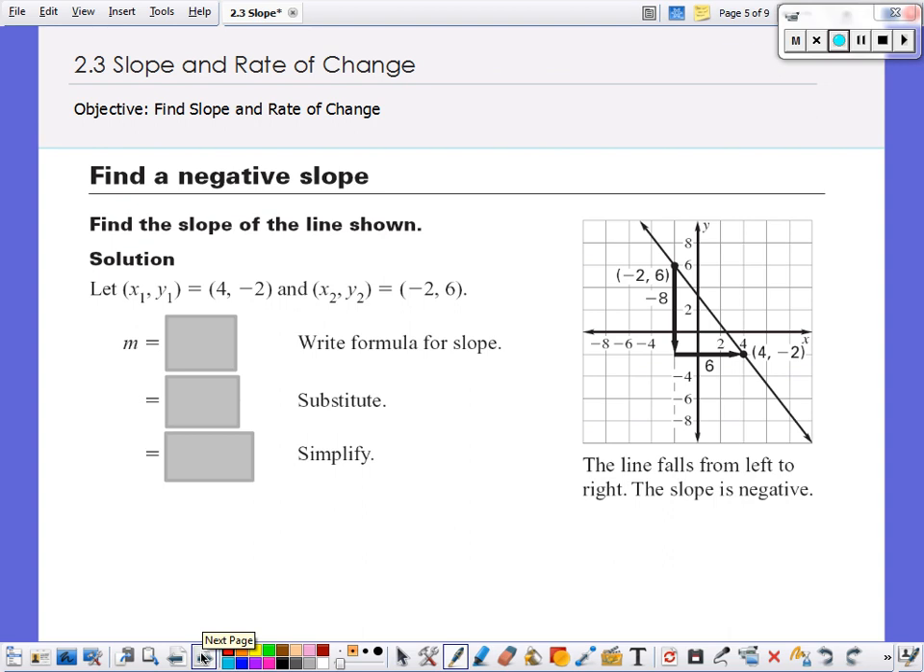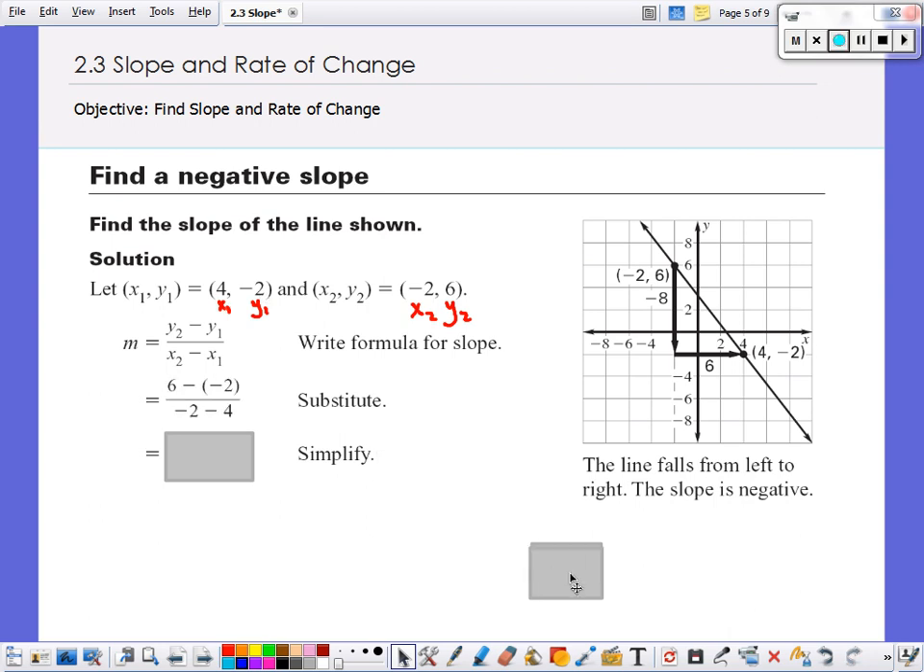Again, what we want to get down is the formula. The formula is the slope equals y sub 2 minus y sub 1 over x sub 2 minus x sub 1. From there, we go ahead and label the 2 points that they give us. So we'll call this x sub 1, we'll call this y sub 1, we'll call this x sub 2, and we'll call this y sub 2. And then we're substituting in for those values. So again, it's going to go 6 minus a negative 2 over negative 2 minus 4. So you can see that right there.